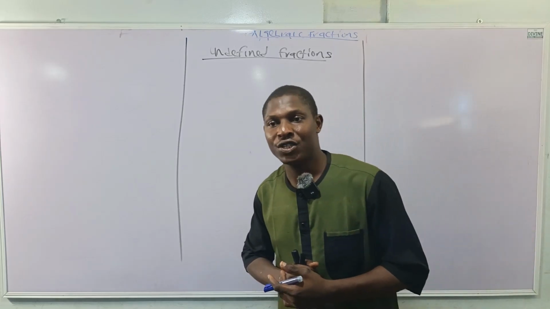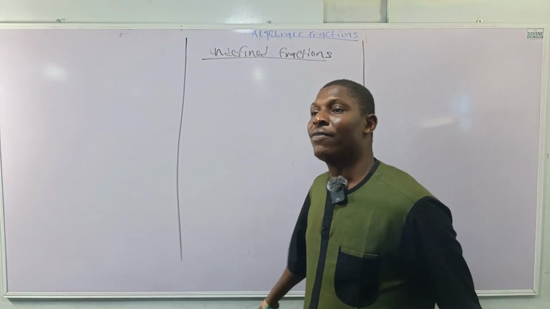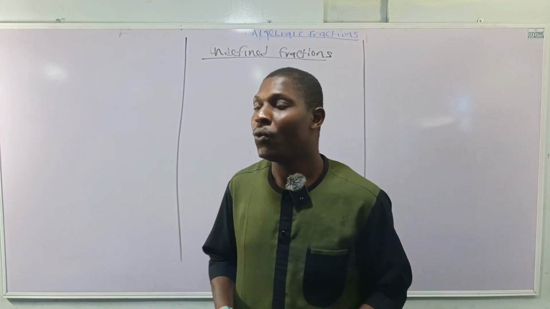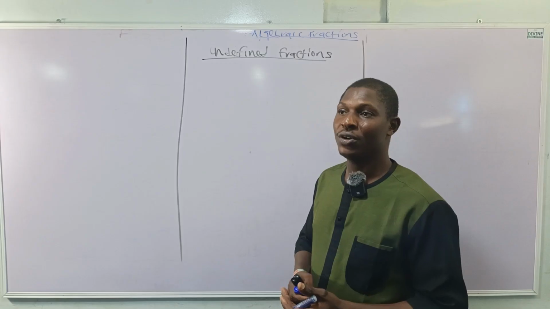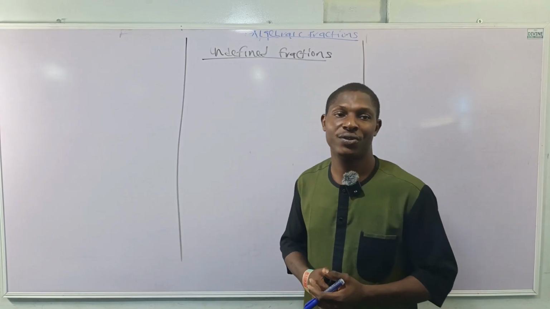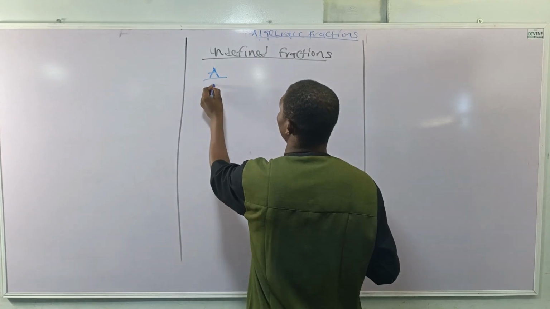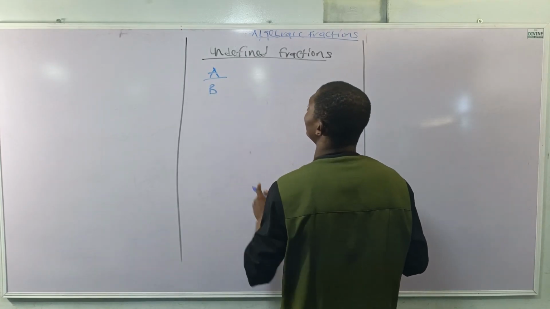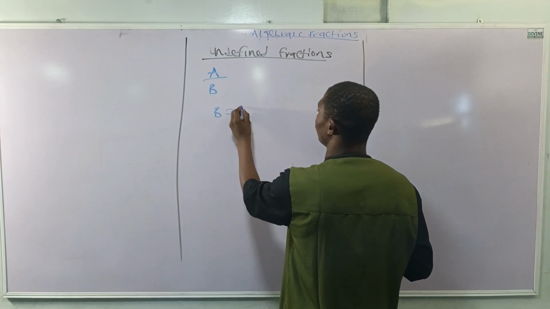What are undefined fractions? Or better still, what makes a fraction undefined? A fraction is simply undefined when the bottom side of the fraction, the denominator, equals 0. For instance, if I have a over b, this fraction will be undefined if b is equal to 0.